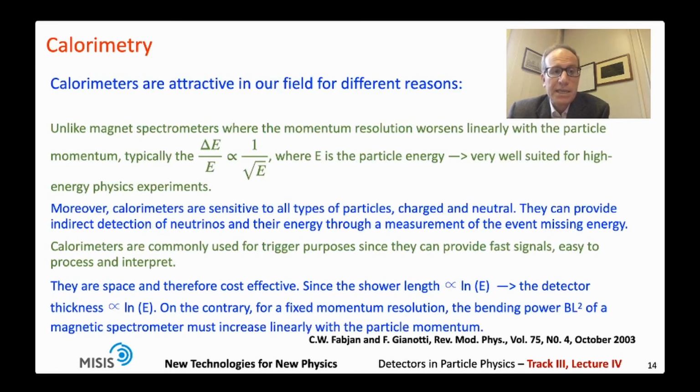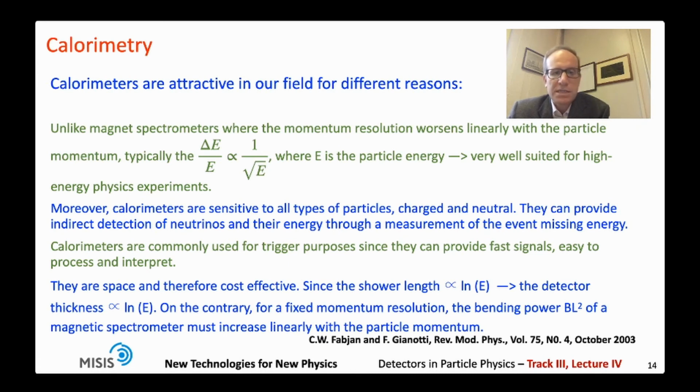But why are calorimeters so attractive in our field? Well, first of all, as we have discussed, the relative energy resolution is proportional to 1 over the square root of E, which means it improves when the energy of the particle is larger. So this is not the same as magnet spectrometers, where the momentum resolution actually gets worse at higher energies. And so in this respect, when you go to very high energy, calorimeters are indeed the way to measure the energies.